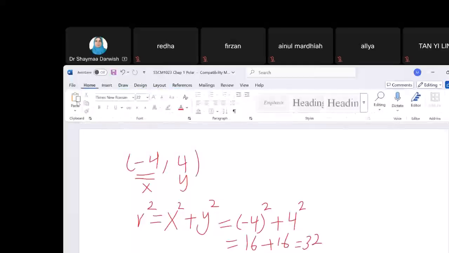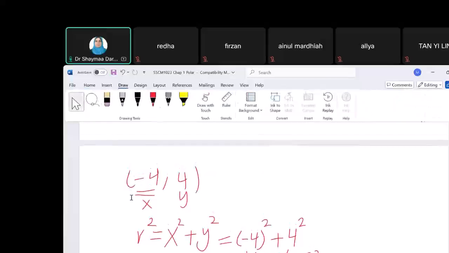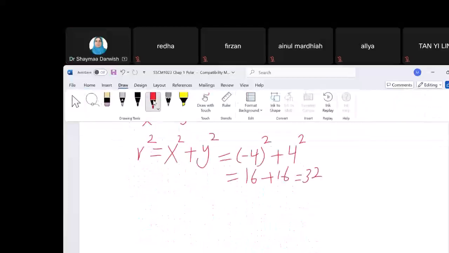Don't forget to have r, not r squared. This is r squared, so you need to have the square root of 32. You can find the value. Okay, this is r. We need to find theta.